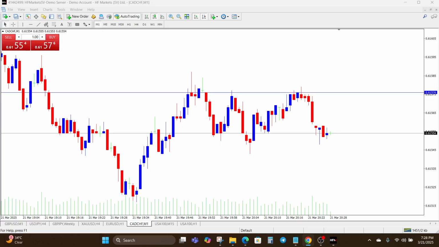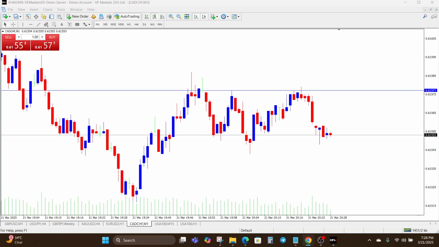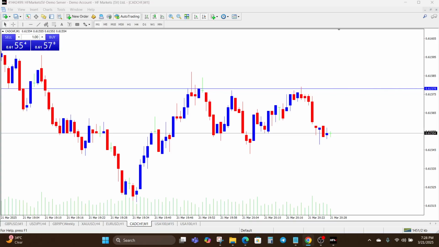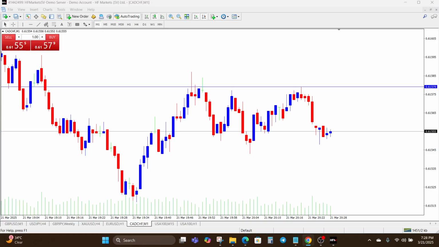In this video, we are going to be talking about one of the most effective tools for trading breakouts, and that tool is the Breakout Box Indicator. If you struggle with identifying support and resistance zones or spotting breakout opportunities, then this indicator could make your trading much easier.